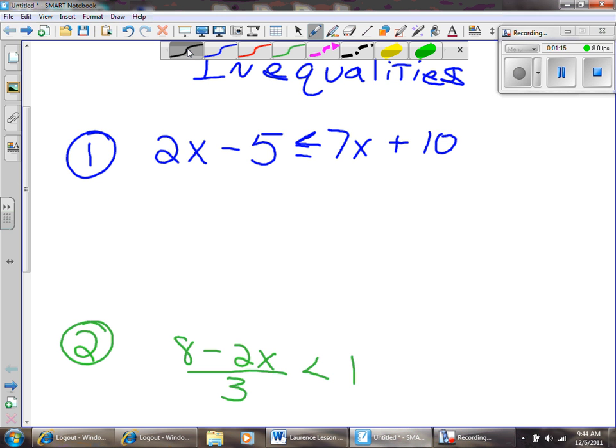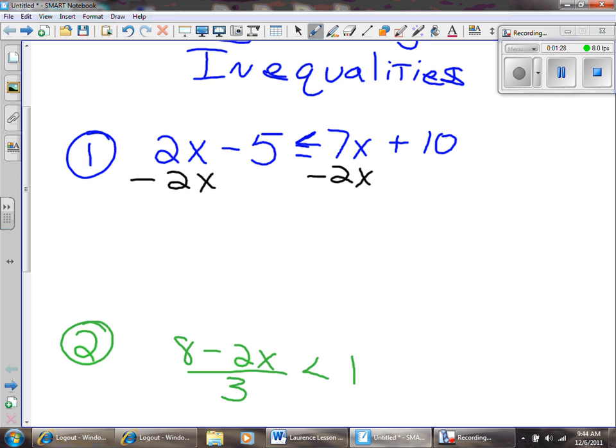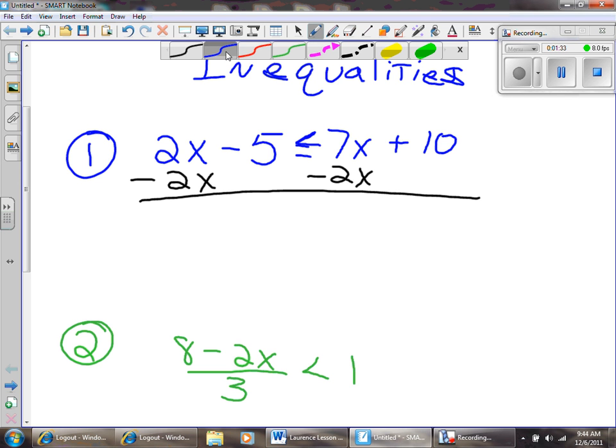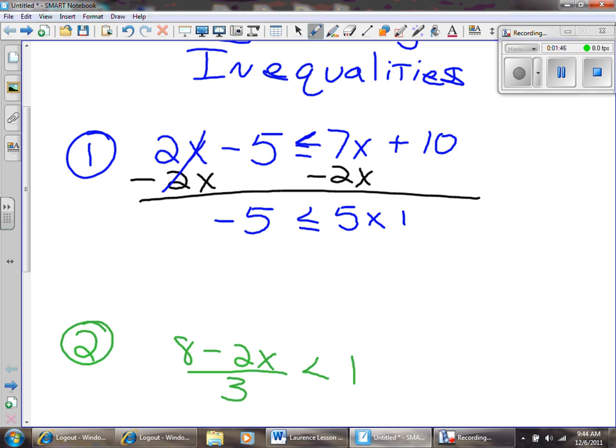I don't like the fact that there are x's on both sides of this inequality. It bugs me. So I am going to get rid of one of the x's. I am going to subtract 2x from both sides. I could have subtracted 7x from both sides, but I know that it's usually a little bit easier if I take away the smaller x value. Usually, not always. All right, these x's will cancel, leaving me with negative 5 is less than or equal to 7 minus 2 is 5x plus 10.